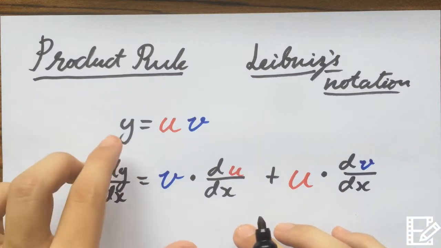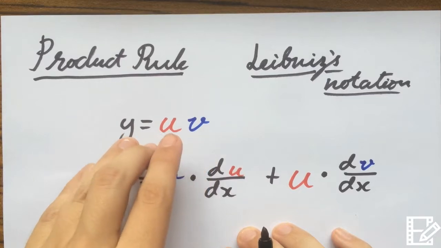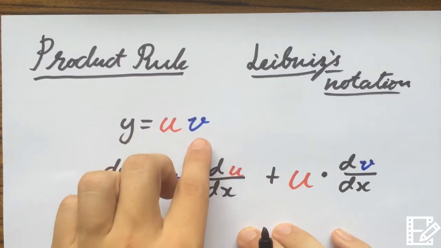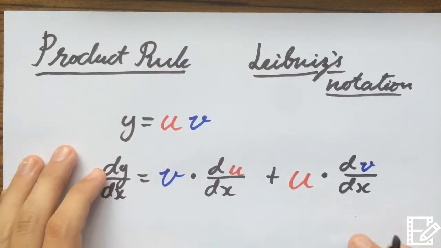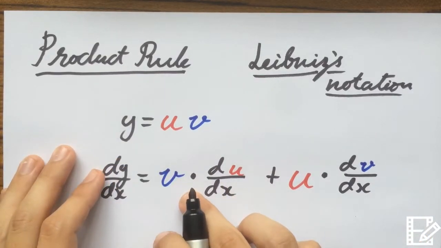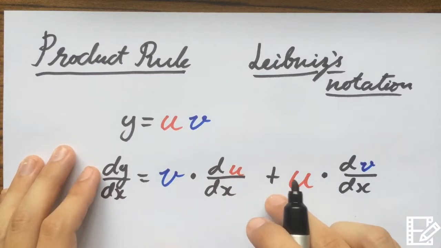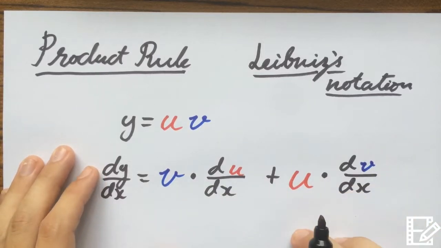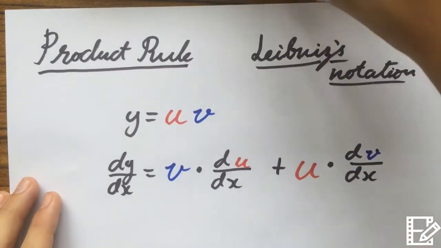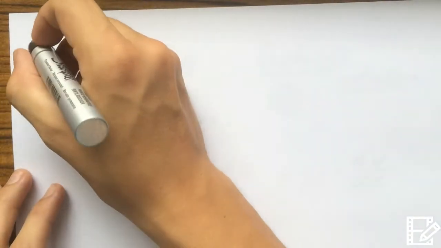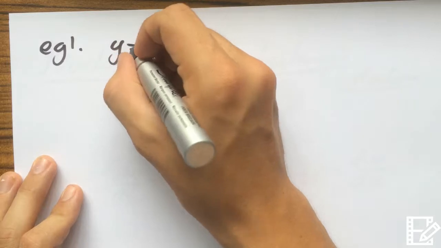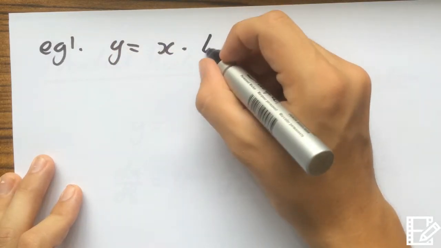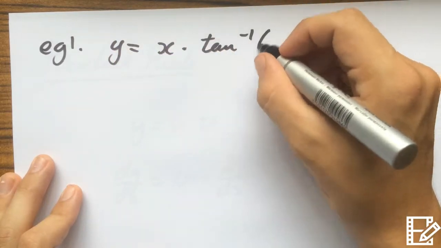So here we have a function which will be y equals u multiplied by v. So we have a function multiplied by a function. Therefore, the derivative will be second function multiplied by the derivative of the first, plus the first multiplied by the derivative of the second function. Okay, so let's get into it. So here we have example 1. We're going to say y equals x multiplied by tan negative 1 x.